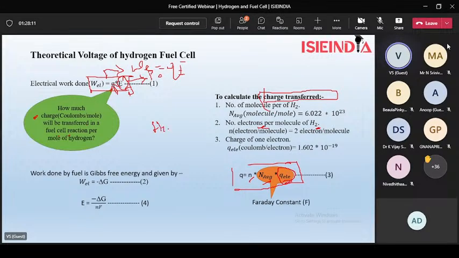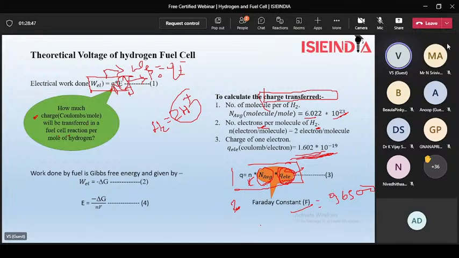It was 2 electrons, since H2 was broken into 2H plus. So here N will be 2, and Avogadro's number, and this is the charge on one electron. The Avogadro's number is 6.02. The product of Avogadro's number and the charge on one electron is the Faraday constant, which is equal to 96500.